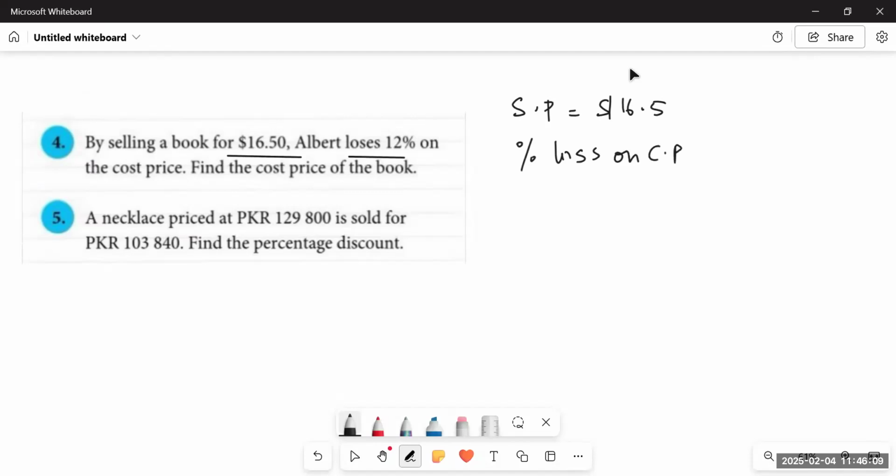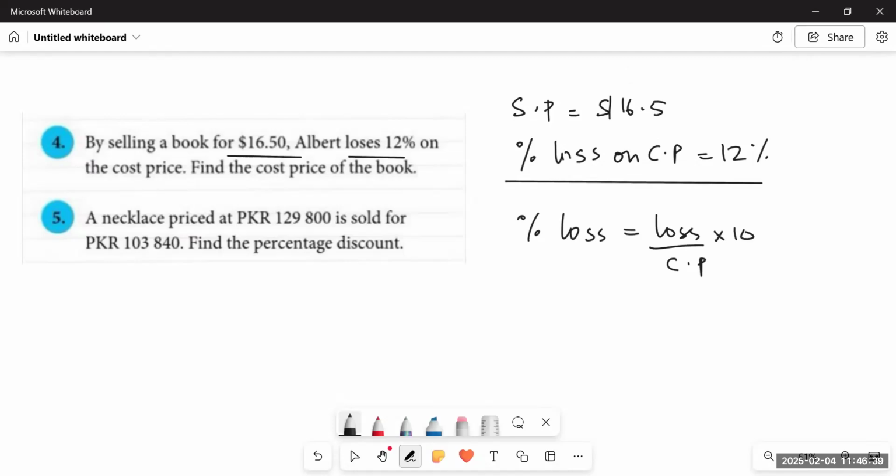What does it mean? It means we can use the formula we have learned in the previous video: if the percentage loss or profit on cost price is given along with the selling price or cost price, we will use the formula for the percentage profit or loss on cost price. So percentage loss is equal to loss upon cost price multiplied by 100. And we already know that loss is equal to CP minus SP, so we will write CP minus SP in place of it.